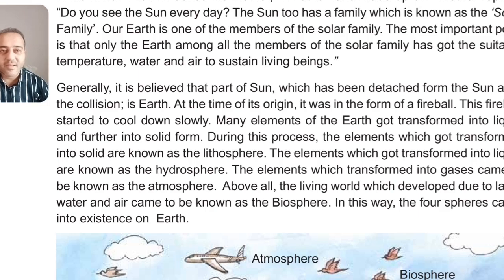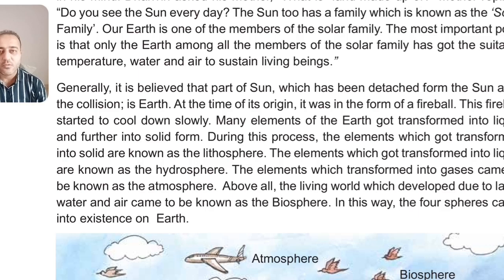At the time of its origin it was in the form of a fireball. As we all know, the sun even today is a fireball because it is very hot and has not cooled down. But the planet earth, after getting detached, that is separated from the sun, started cooling down. Let us read further. The fireball started to cool down slowly, right? Many elements of the earth got transformed into liquid and further into solid form.